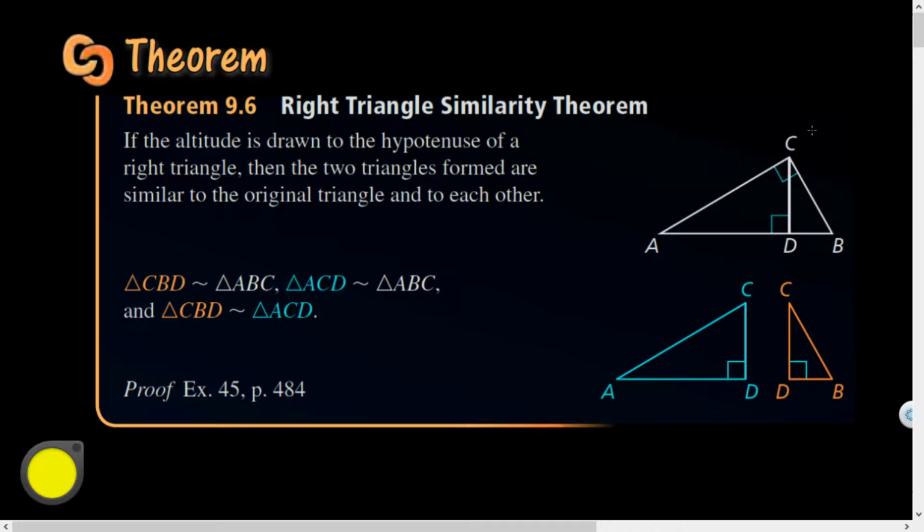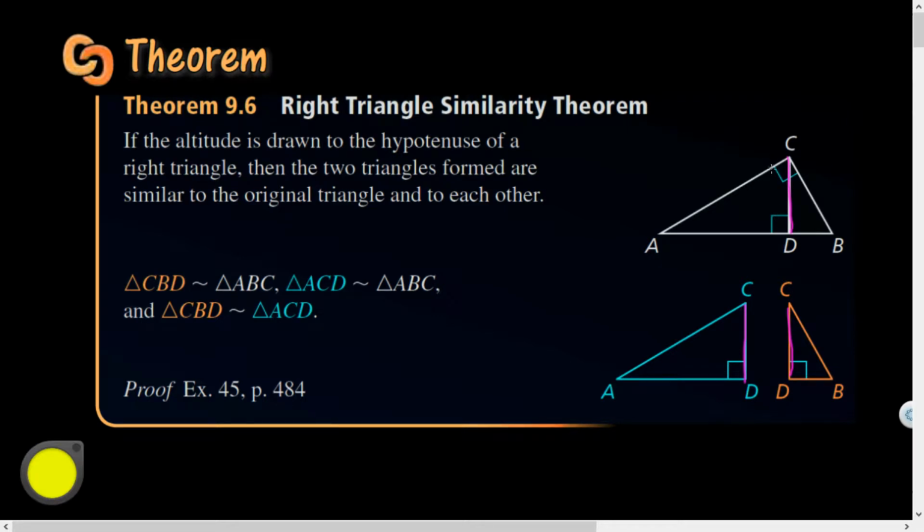It turns out if you draw the altitude of any right triangle, let me choose some purple here, that you actually construct, you end up creating three triangles altogether that are similar to each other by angle-angle similarity. And as a result, you can say things about their sides with ratios with respect to one another.